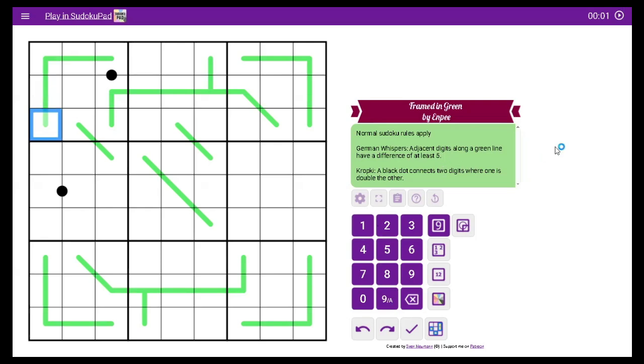Kropki: a black dot connects two digits where one is double the other. So we have one Kropki dot here and one Kropki dot there. Those are all the rules. The way to play is to click the link in the video description. Now it's my turn. Let's do it.